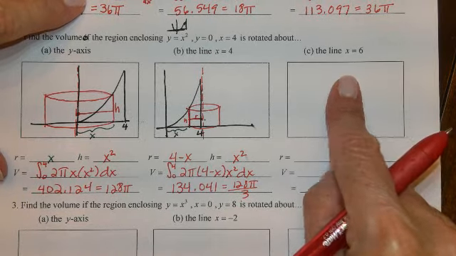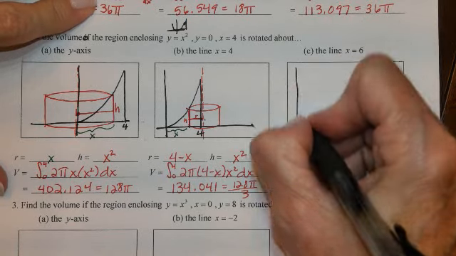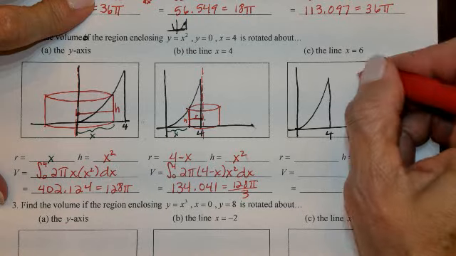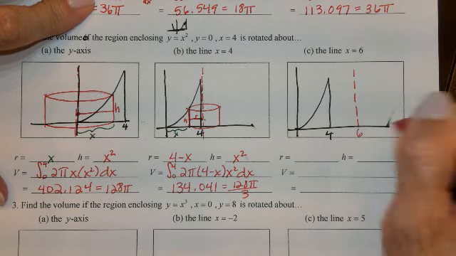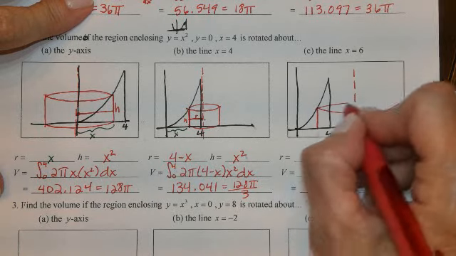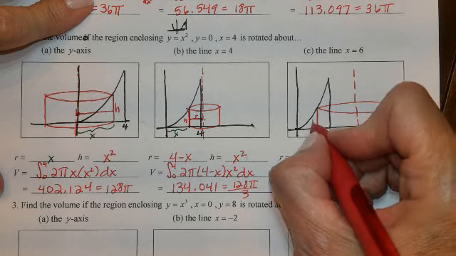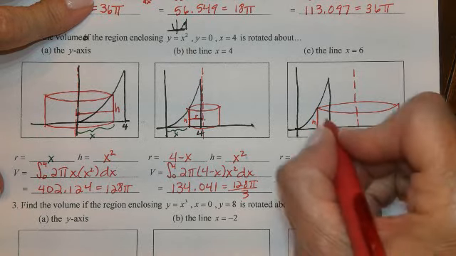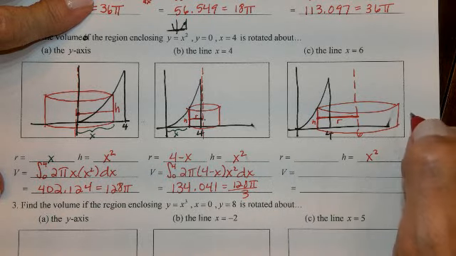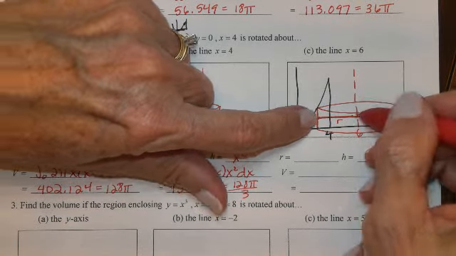Let's do it around the line x equals 6. That will be out here, right? So same region, and this time x equals 6 out there. Slice, revolve your slice so that you can see the radius. There's the height. Height is still x squared. Here's our radius. So the radius expression will be 6 minus x to get r.